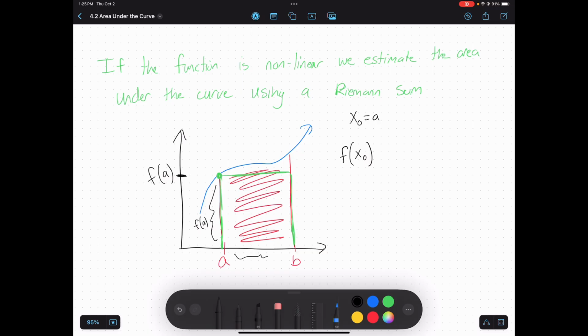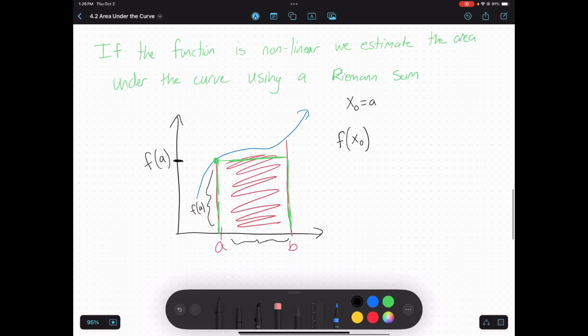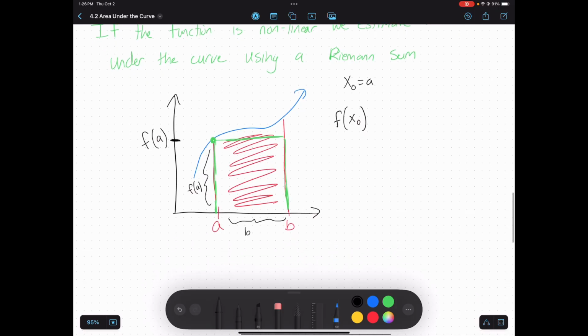What about the width of the rectangle? The width is just this distance from your starting x value to your ending x value, and I can find that using subtraction. That's just b minus a. And that would be my estimation. But this really isn't the most accurate estimation. There's a lot of area that we're not counting by estimating it this way. So is there a way I can make this more accurate?